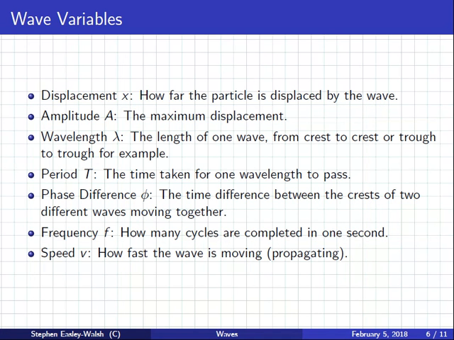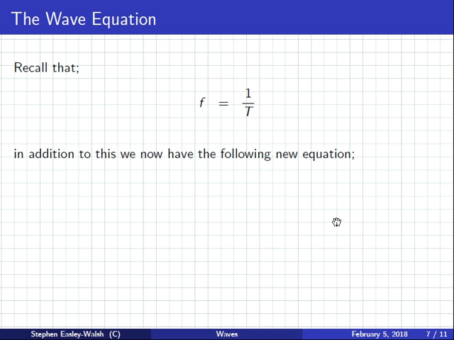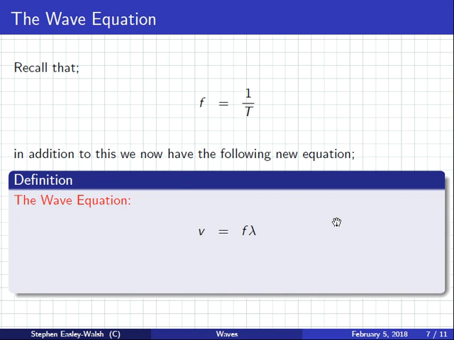Okay, continuing. So, we haven't done any equations yet. Let's have a look at our first equation. Recall that f equals 1 over t. Okay, well that's not a new equation, but we can still use it. That's one of our equations: f equals 1 over t. But not only do we have this equation, we also have this new equation called the wave equation, which lets me calculate the speed of the wave if I know its frequency and its wavelength, where v is speed, f is frequency, and lambda is wavelength.